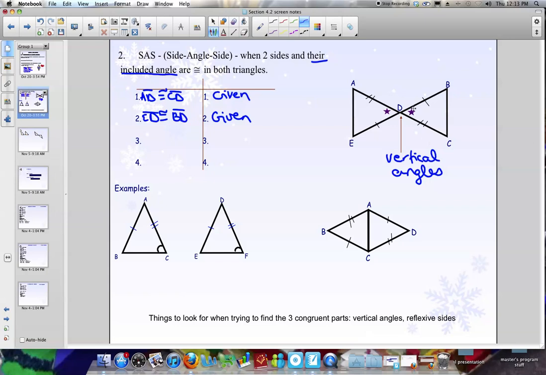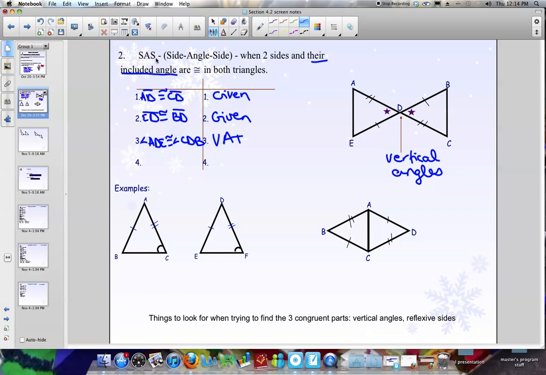Therefore, because these two angles are vertical angles, we can use the vertical angle theorem to show that those two angles have to be congruent to each other. So my third piece is the included angle between the two sides, and it would be angle ADE is congruent to angle CDB. And my reason would be because of the vertical angle theorem.